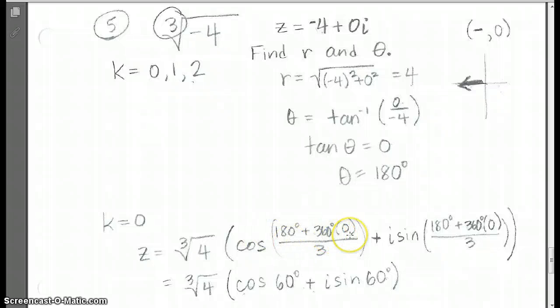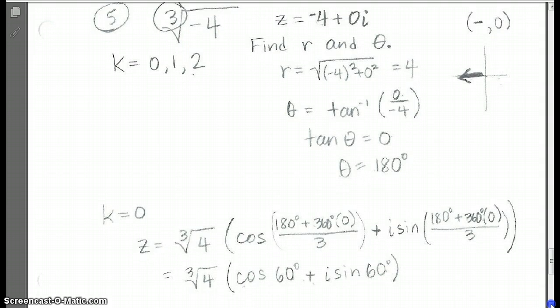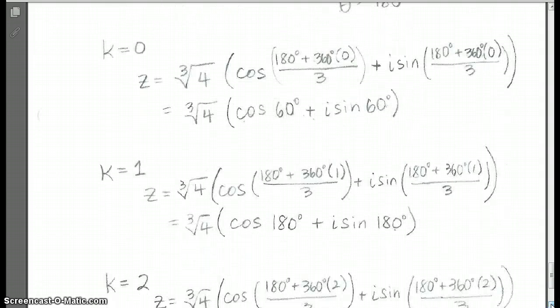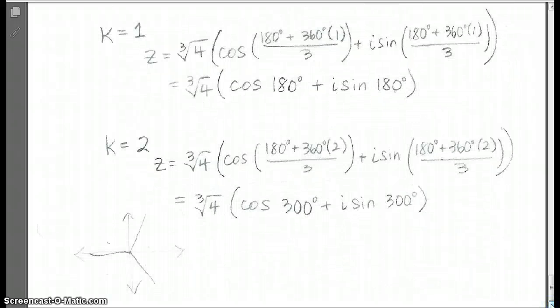And so when k is 0, what do you get? And then you're just going to keep walking through. When k is 1, what do you get? And when k is 2, what do you get? So if you have the 5th root of something, then you're looking at 5 answers because you're going to go 0 through 4.